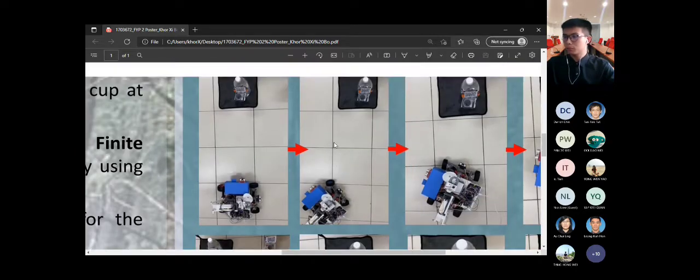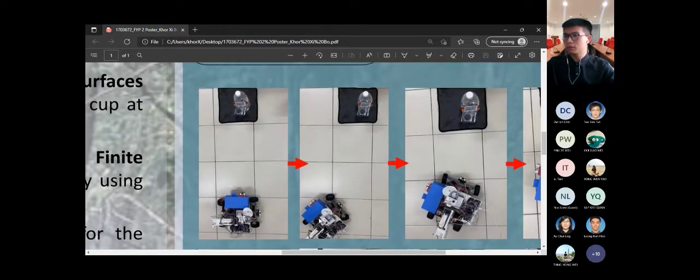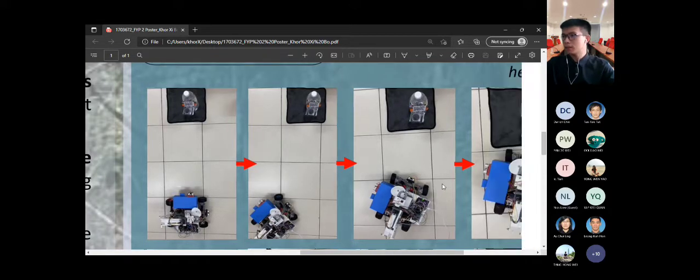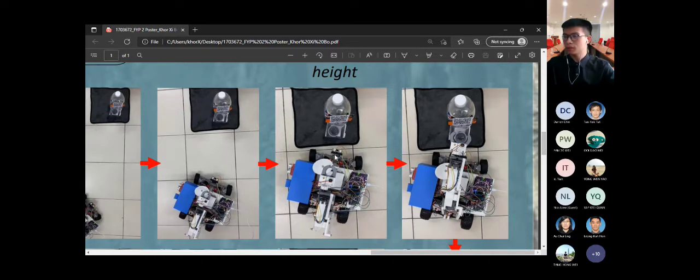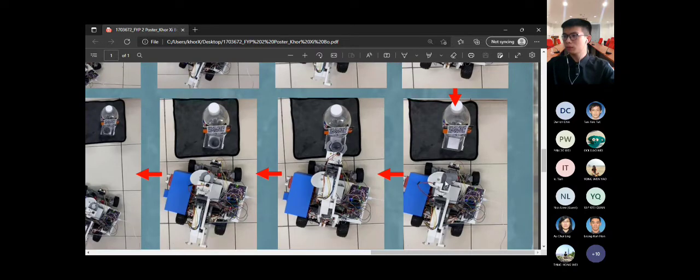After that, the prototype will start to reverse, steer, and turn towards the water bottle. When the front ultrasonic sensor senses the water bottle, the prototype will stop, and then the robotic arm will start to perform its task to collect the latex cup and pour the water from the latex cup into the latex storage tank through the funnel.